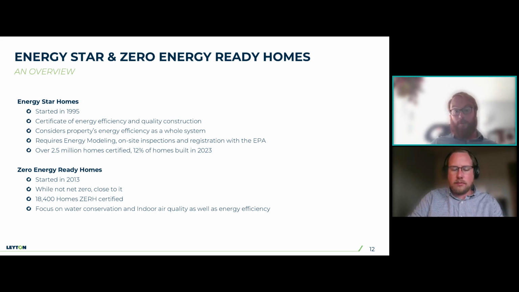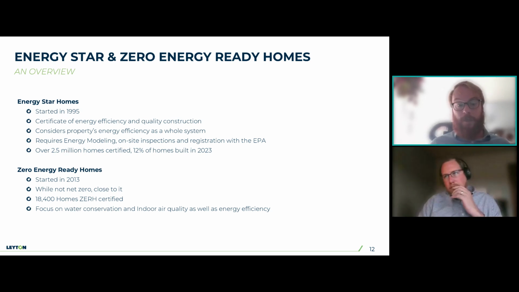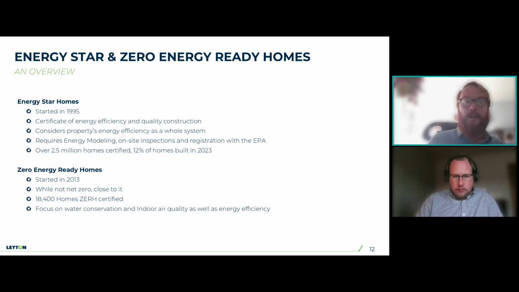The Zero Energy Ready Homes program was started in 2013, so it's a much newer program. While not net zero, it's supposed to be as close to net zero as possible. It's supposed to be so efficient that with the addition of renewable energy, the home or building, whatever it is, can be net zero. There are only 18,400 homes that are Zero Energy Ready Home certified, so as I mentioned, much newer, with slower adoption. In addition to the energy efficiency and quality construction of Energy Star, it also focuses on water conservation and indoor air quality.